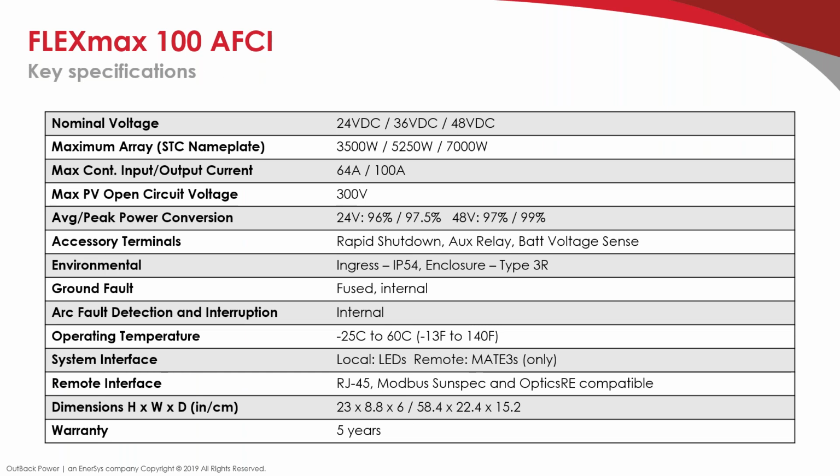I'm not going to read all these out, but as you can see, we have average and peak power conversion efficiencies around 97, 98, 99%. IP54 environmental, NEMA 3R enclosure, fused internal ground fault, internal arc fault detection, and we do have Modbus Sunspec built in. So for interfacing through Modbus Sunspec, that is available, 5-year warranty, and the dimensions are pretty much the same as the previous generation. So don't expect major changes in the dimensions. It's about the same. It's a little bit lighter.